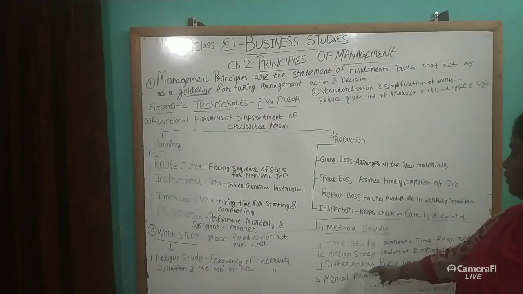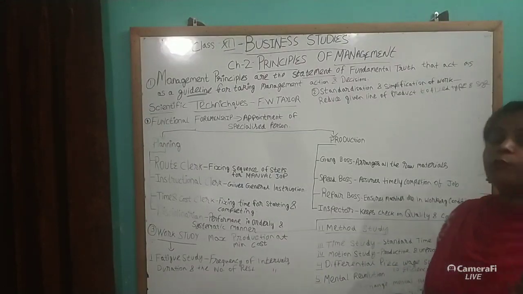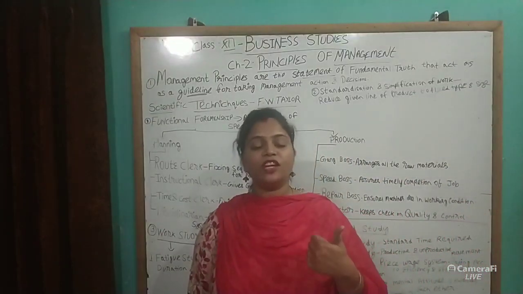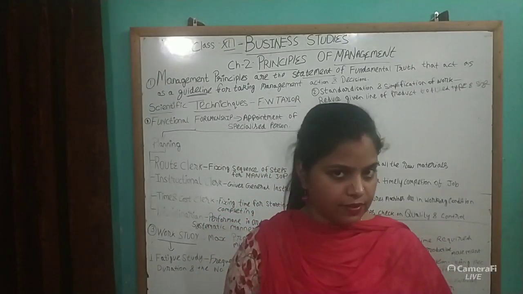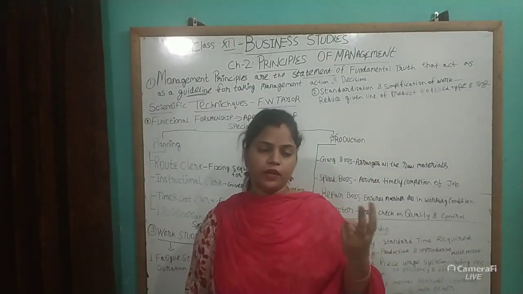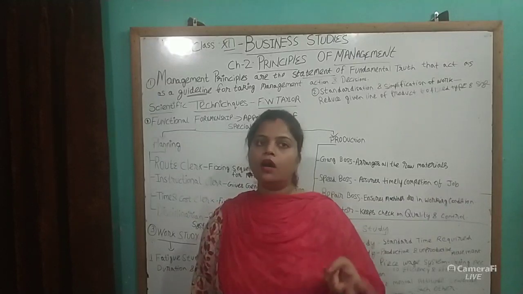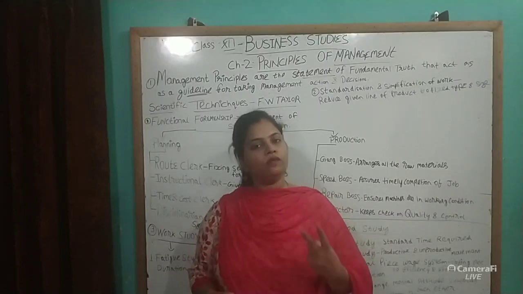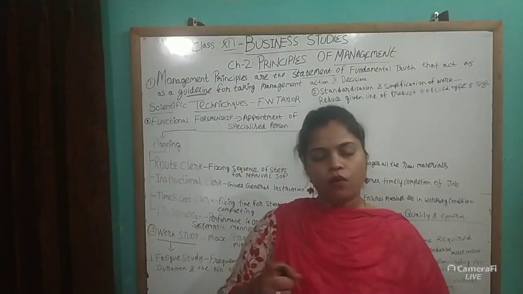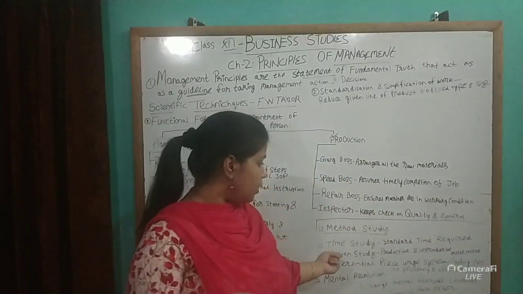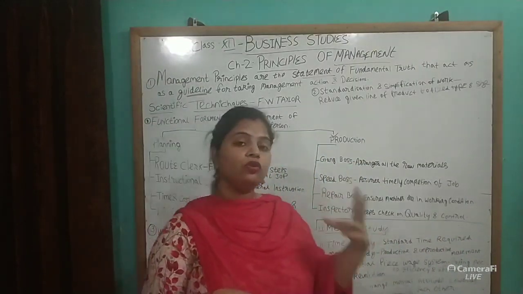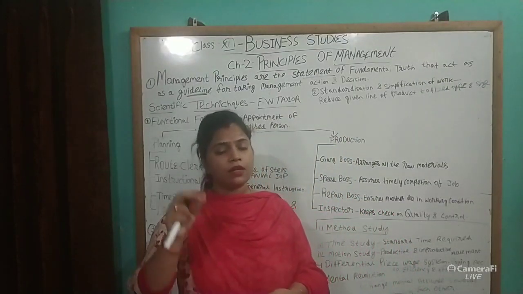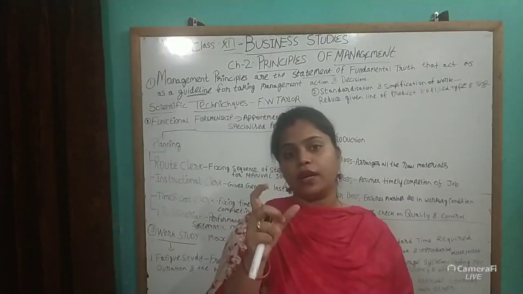Then maintain the differential piece wage system, which means you pay the workers according to the work done, according to their efficiency and effectiveness. I gave you an example: if there are 2 workers, one producing 70 units in 1 hour and one producing 100 units in 1 hour, will you pay the same amount to both? No. According to the differential piece wage system, you will pay them according to their efficiency and effectiveness. The one who produces less will get less wage, and the one who produces more will get more wage.